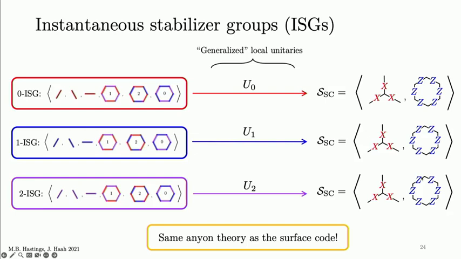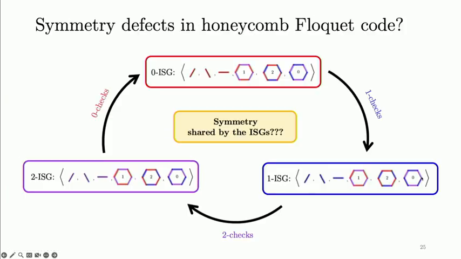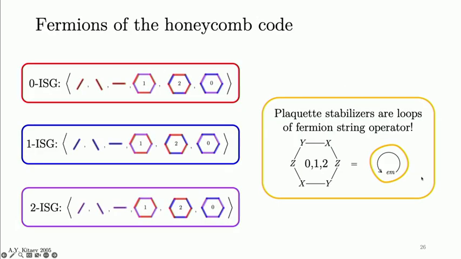Now, using this, we could hope to build twist defects in the honeycomb code using the standard method. We identify some symmetries of the instantaneous stabilizer groups and construct symmetry defects. However, it's not clear whether there's a symmetry that acts on the full system and is shared by each of the ISGs. However, what is shared, and what will allow us to build twist defects, is the fact that each of these ISGs has plaquette stabilizers.